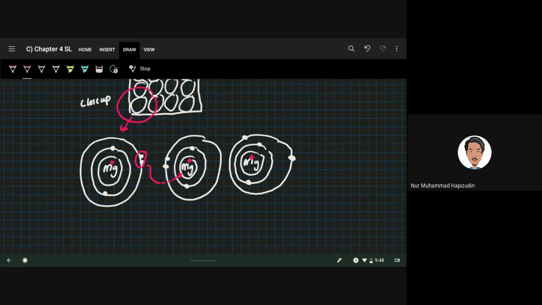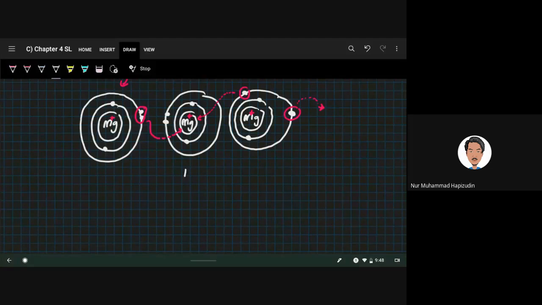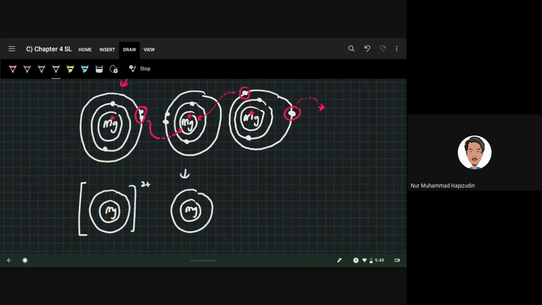Betul? Okay. And this electron, valence electron, also attracted to the nucleus. Okay, attracted. And this valence electron are attracted to the another magnesium nucleus. So what happen is when it donate valence electron, it will become ion. Dia akan jadi ion. So magnesium sekarang akan jadi ion. Okay. Mg2+ magnesium.